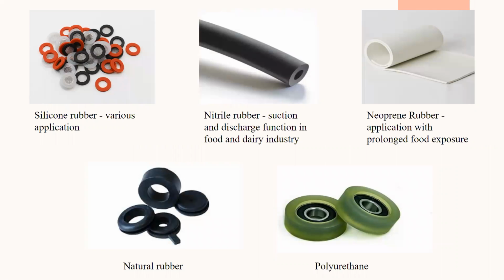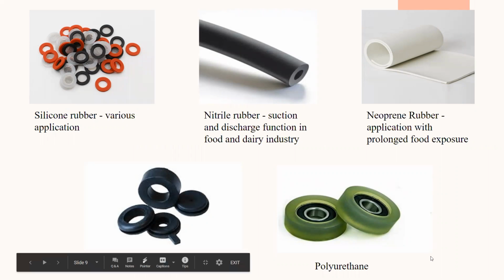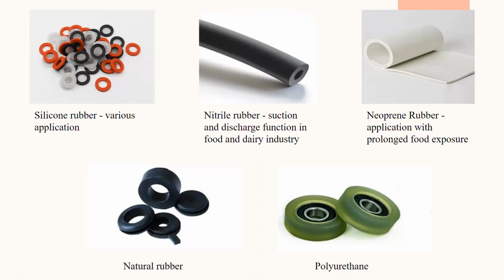So these are the photos of the rubbers that I have just talked about. The silicone rubber is used in various applications in the food and biomaterial industry. The nitrile rubber is normally used in the food industry for suction and discharge functions in the food and dairy industry. The neoprene rubber is applied where there is prolonged food exposure in the machine, while the natural rubber and the polyurethane are mostly used in the biomaterial industry. Next.